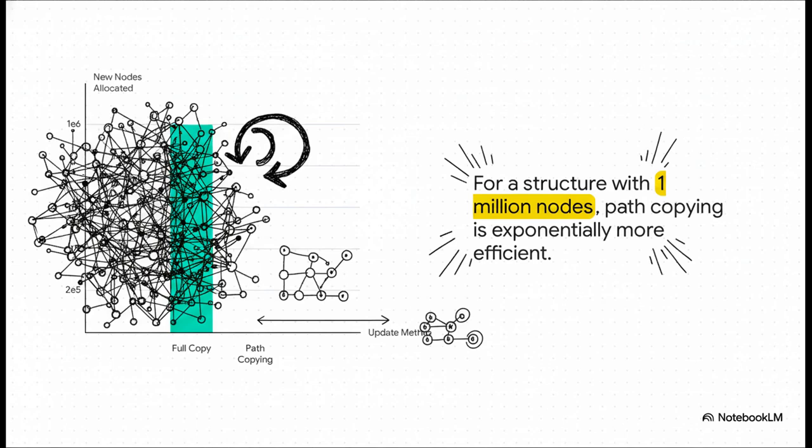And to really drive this point home, just look at this chart. For a structure with 1 million items, a full copy means you're creating 1 million new items. With path copying, you're looking at maybe 20. That isn't a small improvement, it's a total game changer.